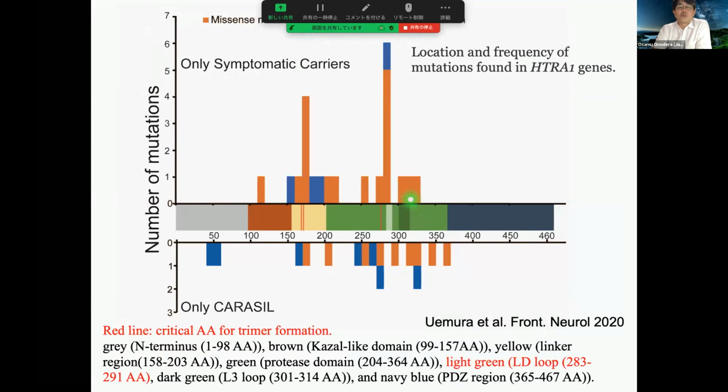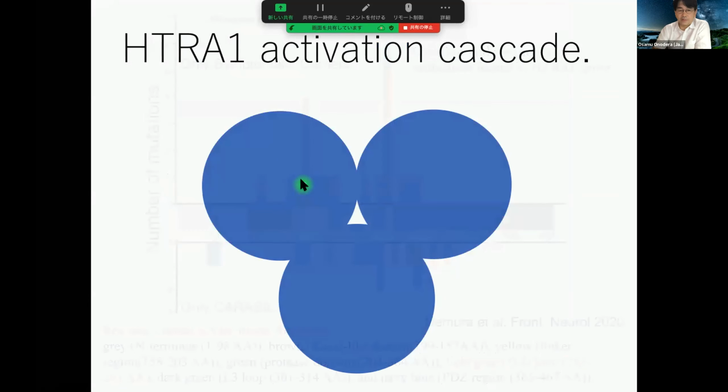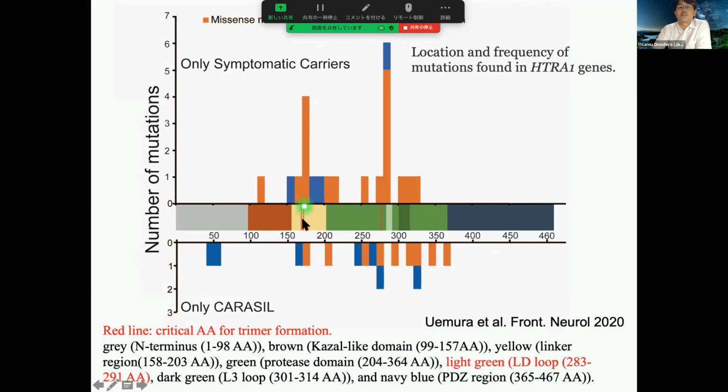This graph shows the location and the number of the mutations which have been identified in only symptomatic carriers or only in CARASIL. You can easily notice there are two peaks. The mutation found only in the symptomatic carriers, this peak, is located at this region. This red line region is very important to form the trimer in the HTRA1.